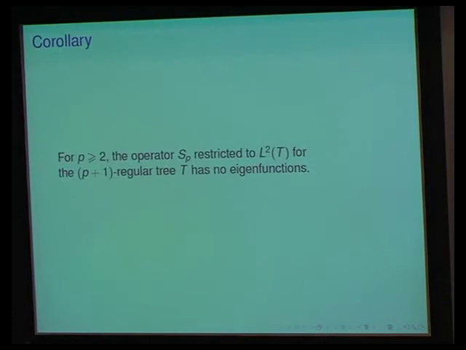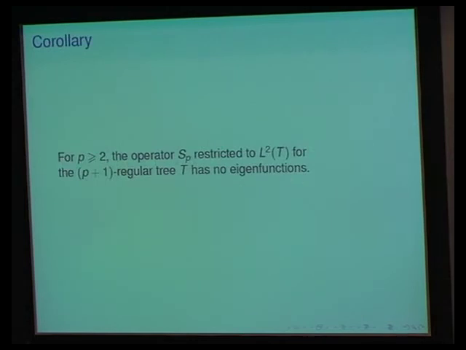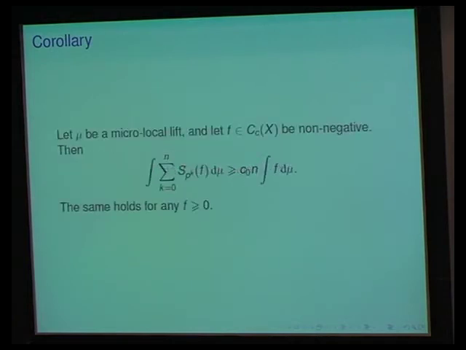For instance, it tells us that the averaging operator on L2 of the p plus 1 regular tree can't have eigenfunctions, right? Because if you have an L2 eigenfunction, this should hold for all n, and there's an n here, so the L2 norm is infinity, right? So there are no eigenfunctions for the p plus 1 regular tree, which is related to this statement. This statement is now a statement for the microlocal lift.